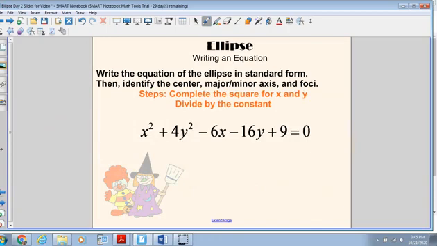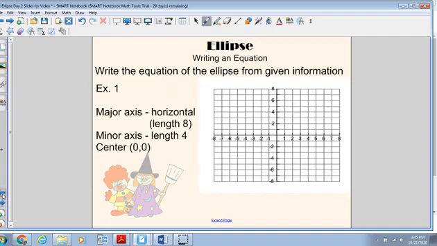Okay. We talked a little bit about writing things in standard form, and we'll practice that during class. So I'm not going to do any of these right here. But remember that we complete the square for x and y, and we divide by the constant. And our last three problems right here are going to be about writing the equation of the ellipse when we're given different pieces of information.